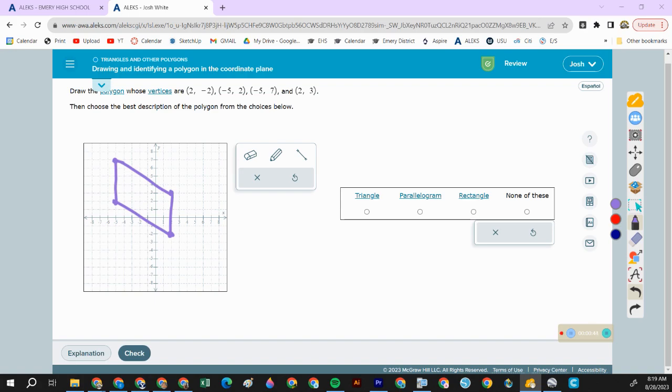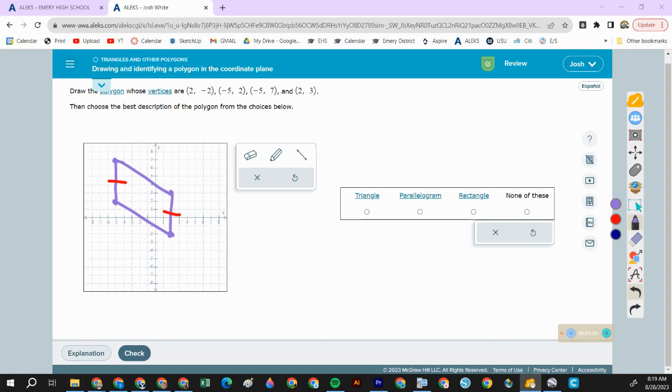Well, obviously not. Is it a rectangle? Obviously not. Is it a parallelogram? It kind of looks like it. How can we guarantee that it is a parallelogram? The lines need to be parallel. And obviously, this side is parallel to that side.